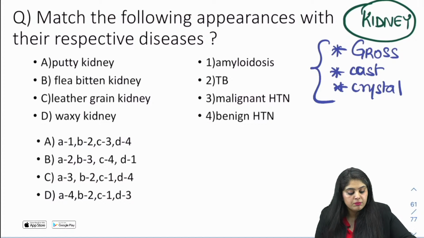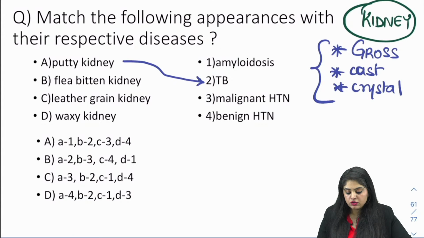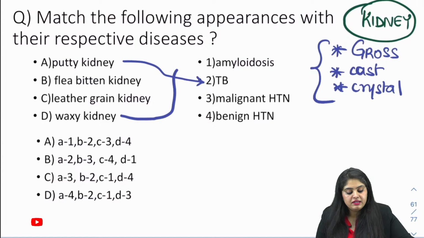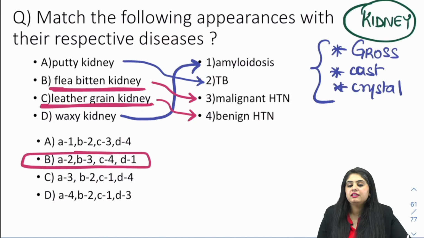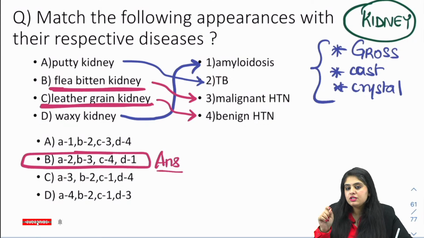Let's do a recap. Putty kidney we had studied for caseous necrosis, and that is TB. That is sorted. Then we have waxy kidney. Waxy kidney, ma'am, we have studied was for amyloidosis. Coming to the next, leather grain kidney. Granular kidney is something that we see in benign hypertension, and flea-bitten kidney we see in a case of malignant hypertension. So I hope now option 2, and that is what I said, even if you knew 1 or 2, you could have got the answer right. That is why I always want match the following kind of questions to come, because you don't have to know each and every option. You can do a little bit of guesswork also out there.